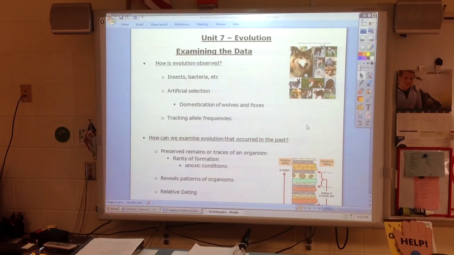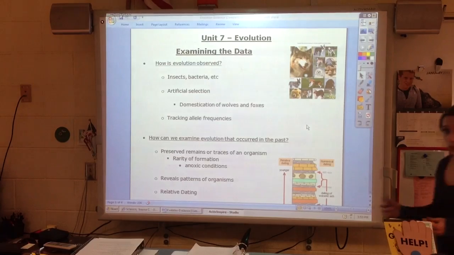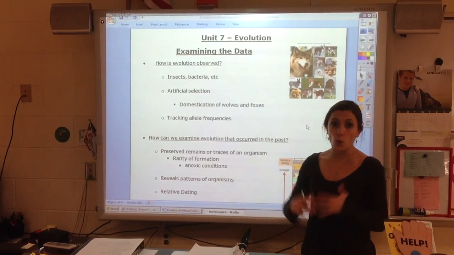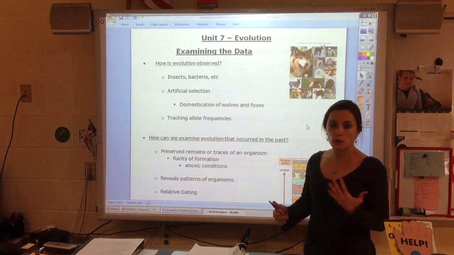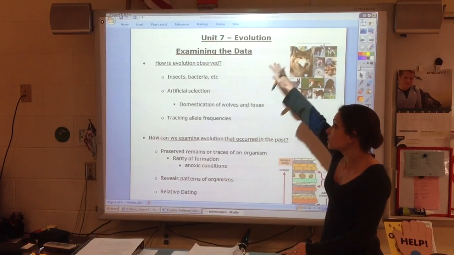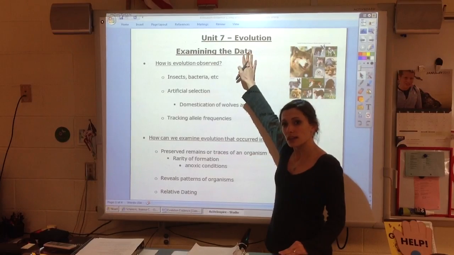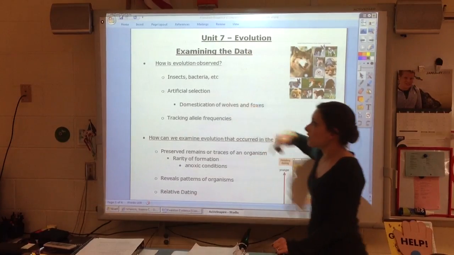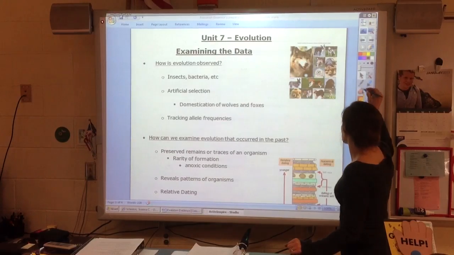What we've been looking at with evolution is the process of evolution. And we've been looking at how does it happen and what are the mechanisms. And we've really been looking at the how and the why. But we do also need to look at the what and then question the what. So the first question that we have is, how is evolution observed?